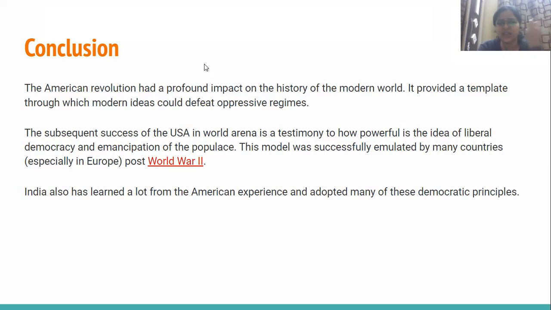So America is a guiding example of what is the power of democracy. How can people emancipate, free themselves from such an autocratic rule? And the same model was successfully implemented and emulated by many countries of the world. So many countries of the world, those who got freedom after World War II, they adopted the American model. The same has been introduced in India. So India has also learned a lot from the American experience, and many of the American democratic principles have been adopted in India. Clear with the topic?